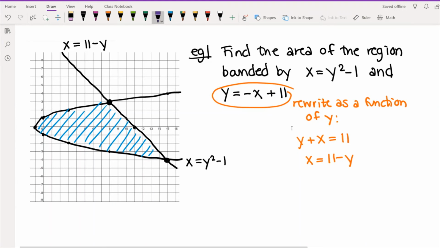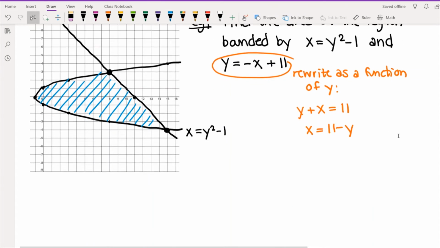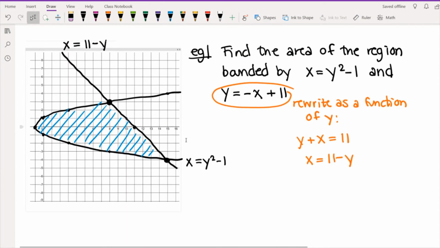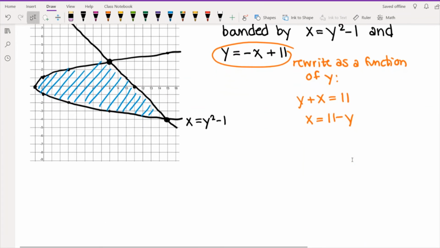Okay, so how are we going to go about integrating this? Well, basically, we're going to do the same kind of setup that we did when we did top function minus bottom function, except now we're going to do the function on the right minus the function on the left. So that's going to be the rule that you want to keep in mind when you're integrating with respect to y. And then our bounds, we're going to start at the bottom bound and go to the top bound.